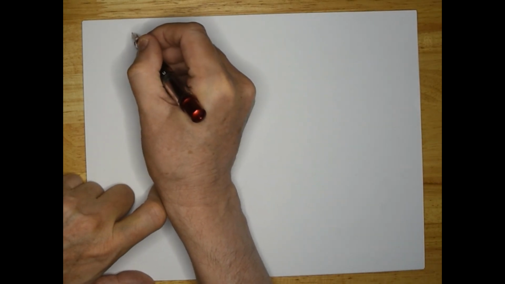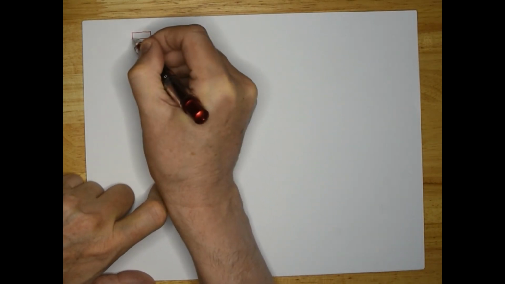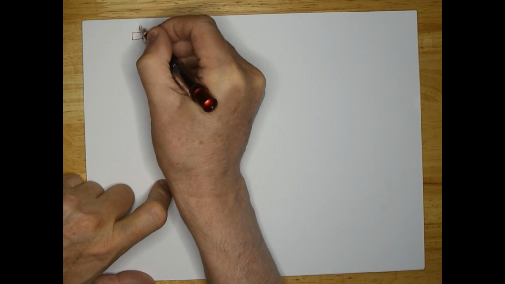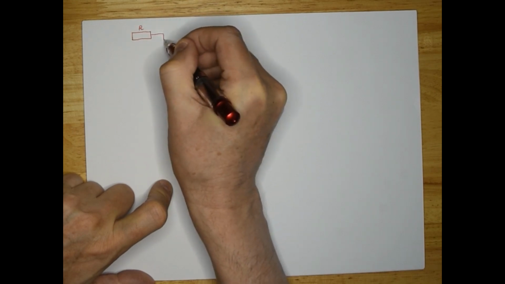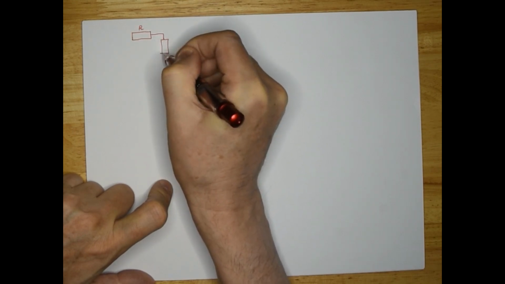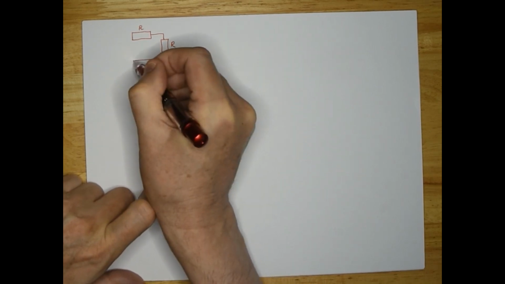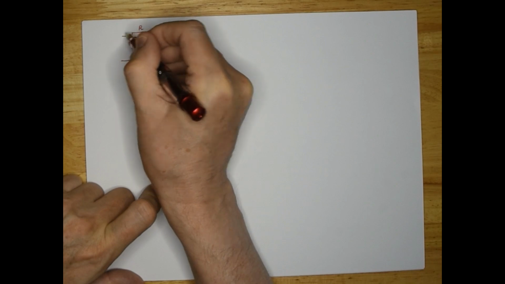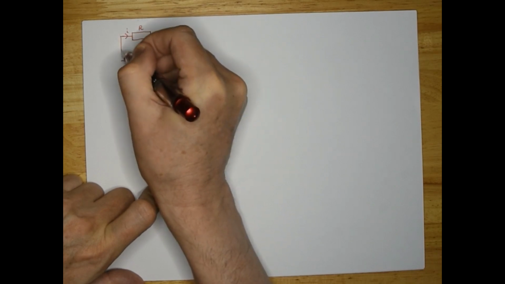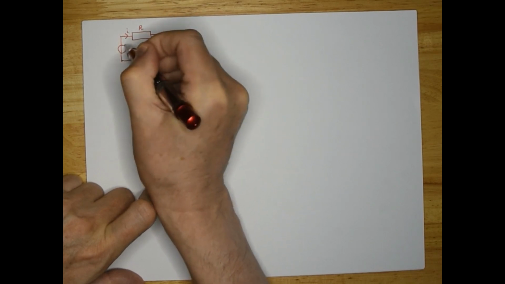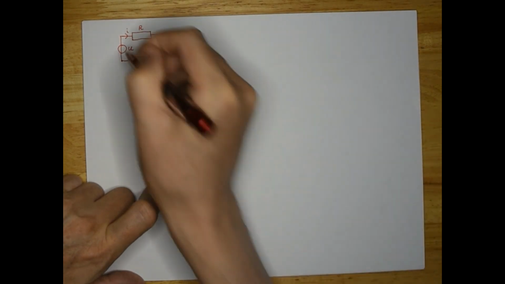Today I'm going to talk about the input resistance of the following circuit. And we're going to try to derive this. We have an R. We have an R here. We have an input current. We have an input voltage, U.